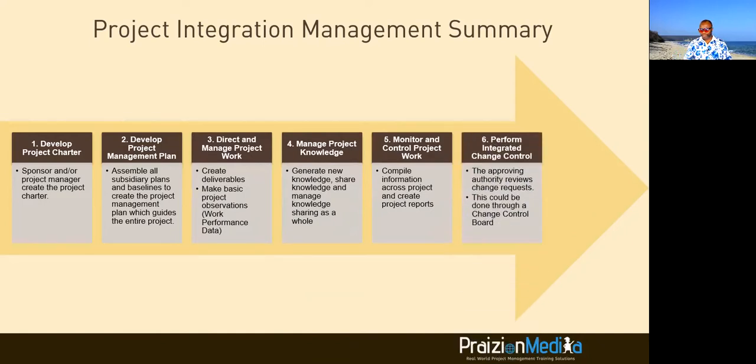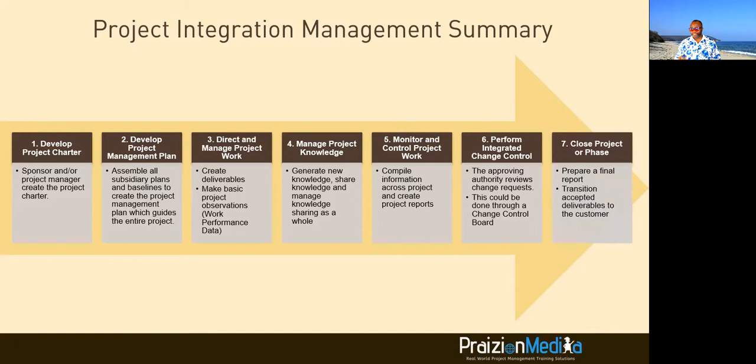Number 6, this is perform integrated change control. And it's where we get change requests coming in, and we review these change requests, and ultimately they get approved, rejected, put on hold, or pending. And this could be done through a change control board. It doesn't always have to be, but it could. And lastly, we have close project or phase. And in close project or phase, what we're doing here is closing out the entire project, or maybe closing out a phase in the project.